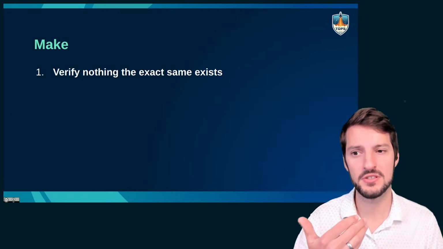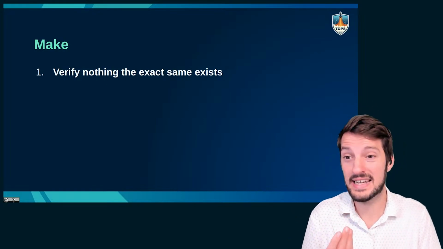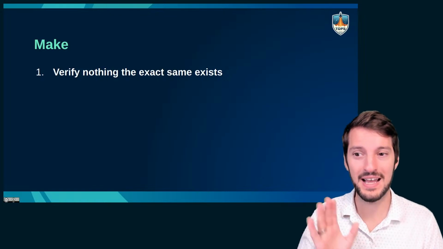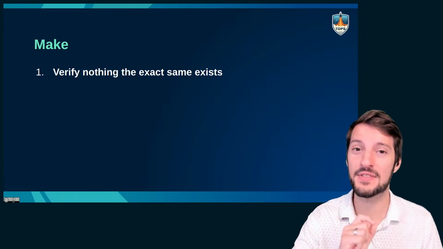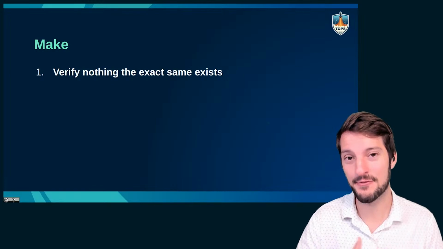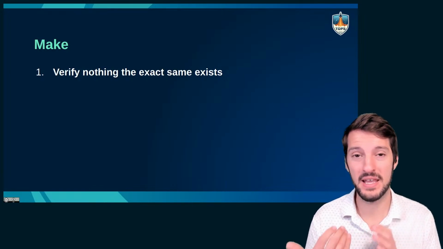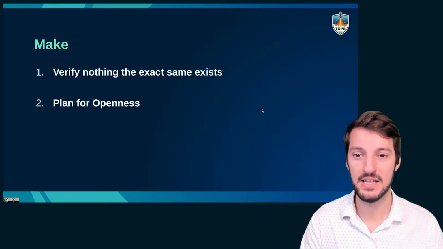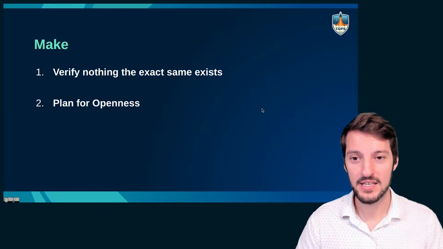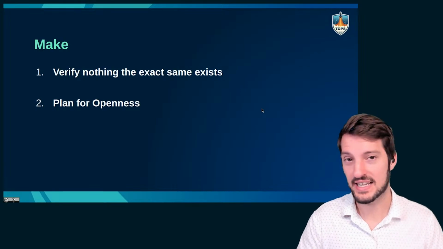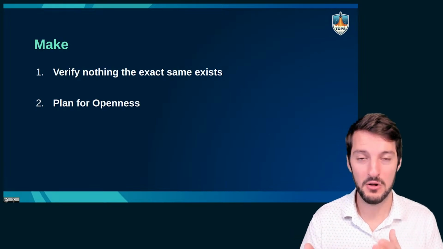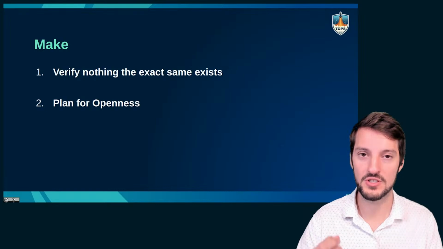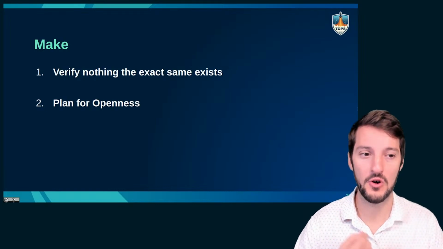But when it comes to things like software tools or data sets, then we do not need to make these things again if they already exist. In fact, for software tools, you may even be able to improve them by contributing to them. If you make something, once you verify that nothing the exact same exists, as well as all of the concerns around that, you're going to want to plan for openness.